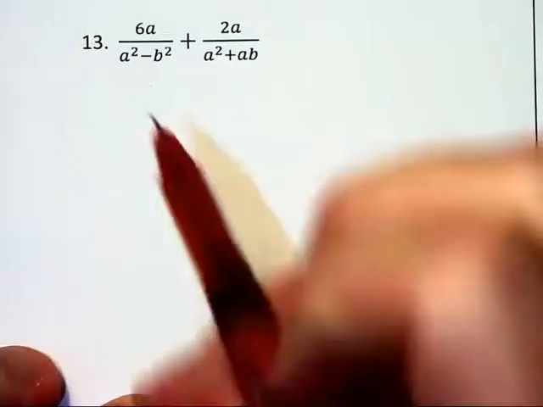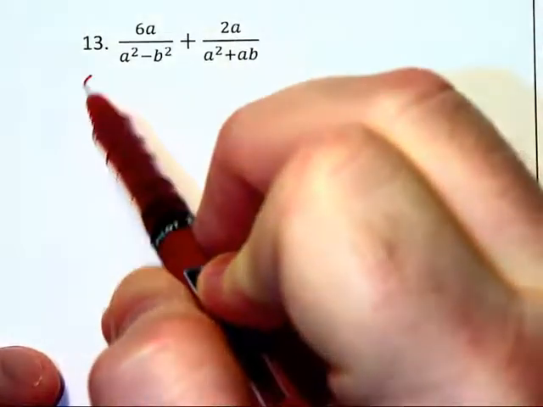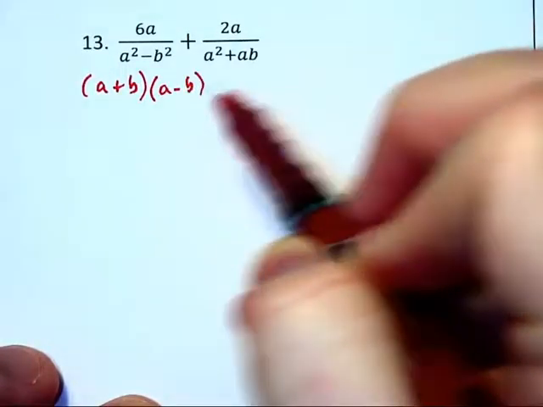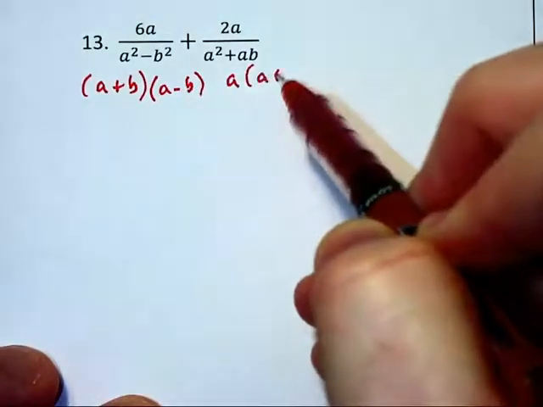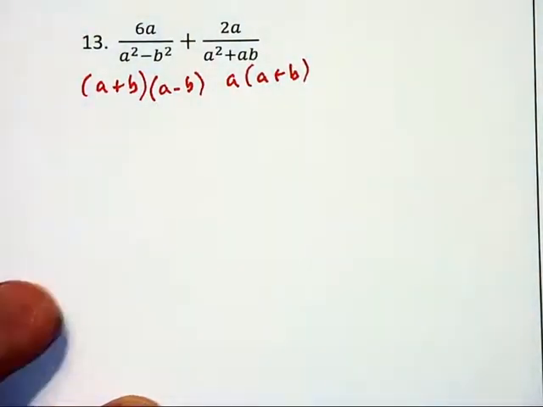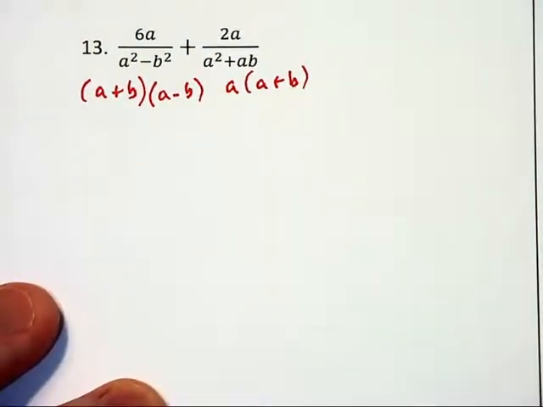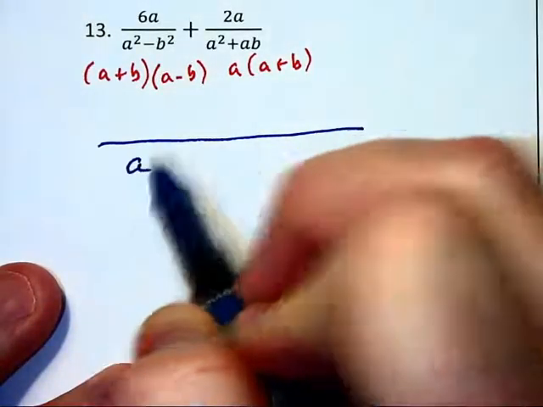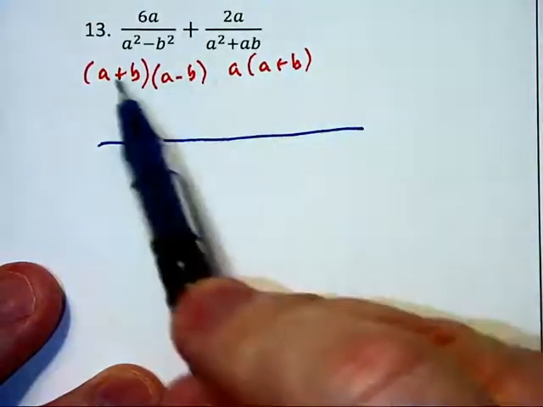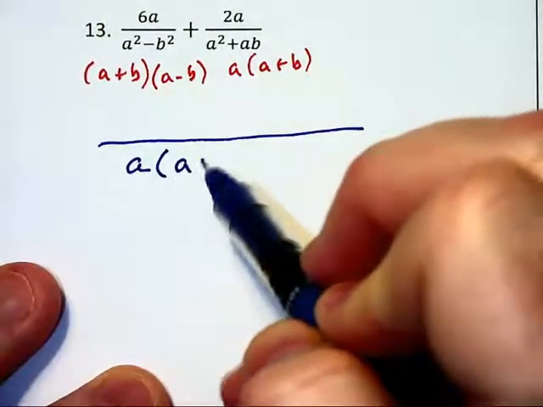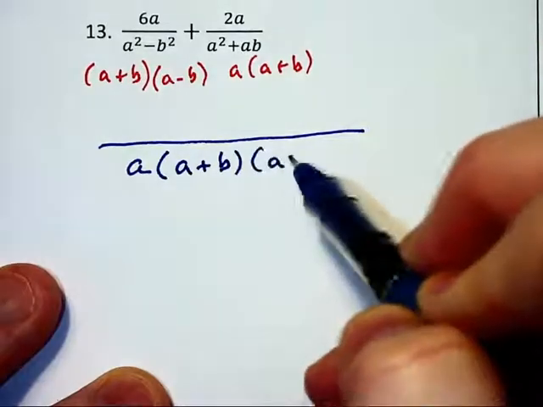For this next problem, I need to factor my denominators into a plus b, a minus b, and a times a plus b in order to determine what the least common denominator is going to be. Now, my least common denominator is going to need to have an a out front because of the first fraction, and it will need these two parentheses because of the other fraction, a plus b times a minus b.